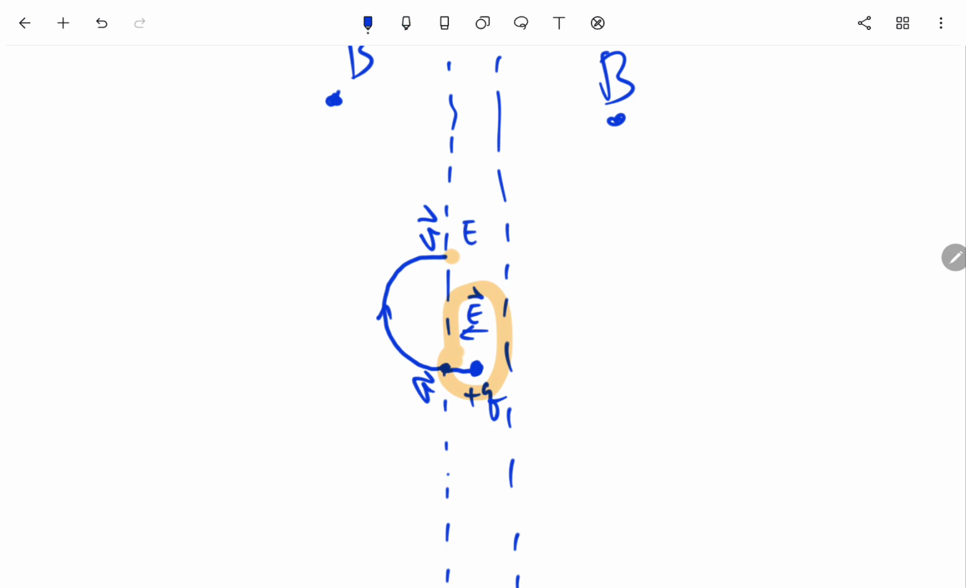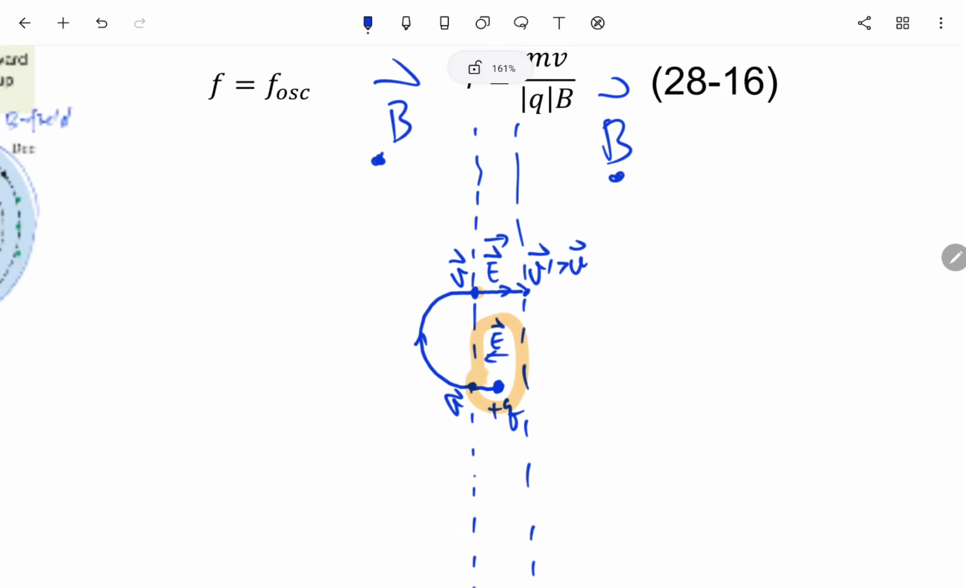Then for here we swap the direction of the E field, and the E field will be pointing to the right side, so that the velocity v will be accelerated up to this part and becomes, let's say, v prime. Here v prime is larger than v, if we swap the E field correctly.